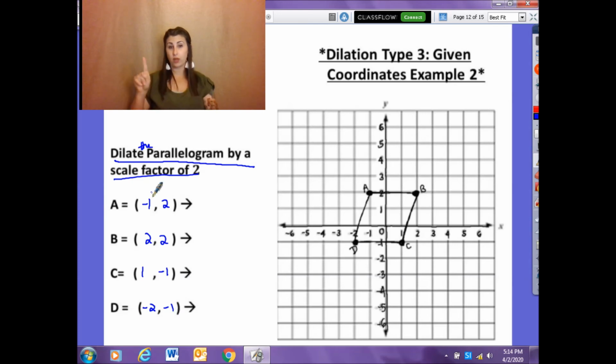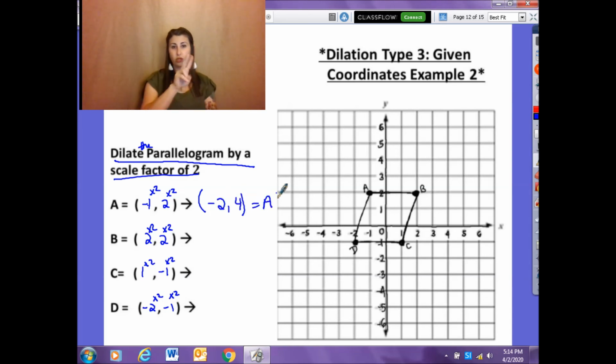All right, we're going to multiply by 2, so you can do it however you want. I need to multiply all of these by 2 because that is my scale factor. Remember, we got to do it all the way around. -1 times 2, that is -2. 2 times 2 is 4, and that equals A prime. 2 times 2 is 4. 2 times 2 is 4, and that equals B prime.